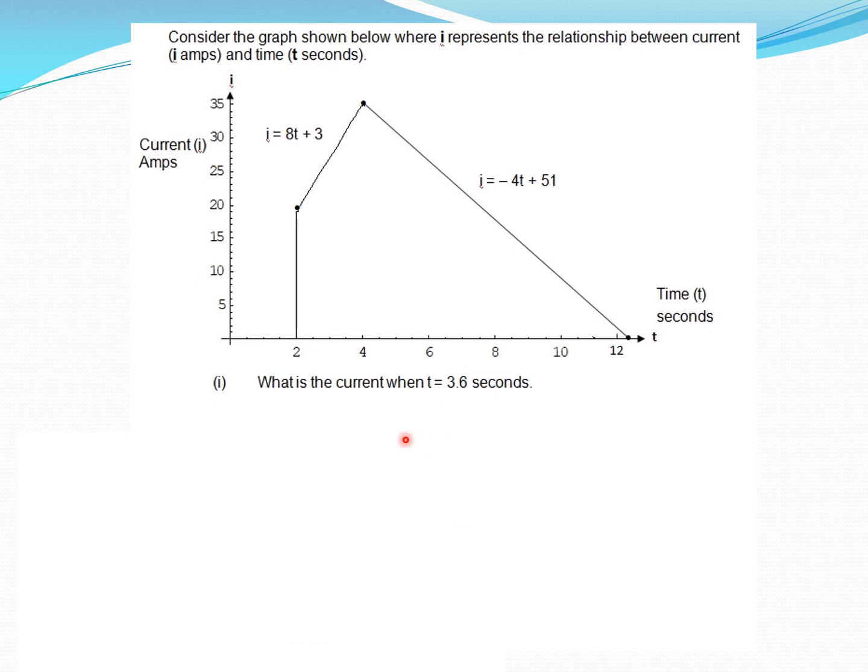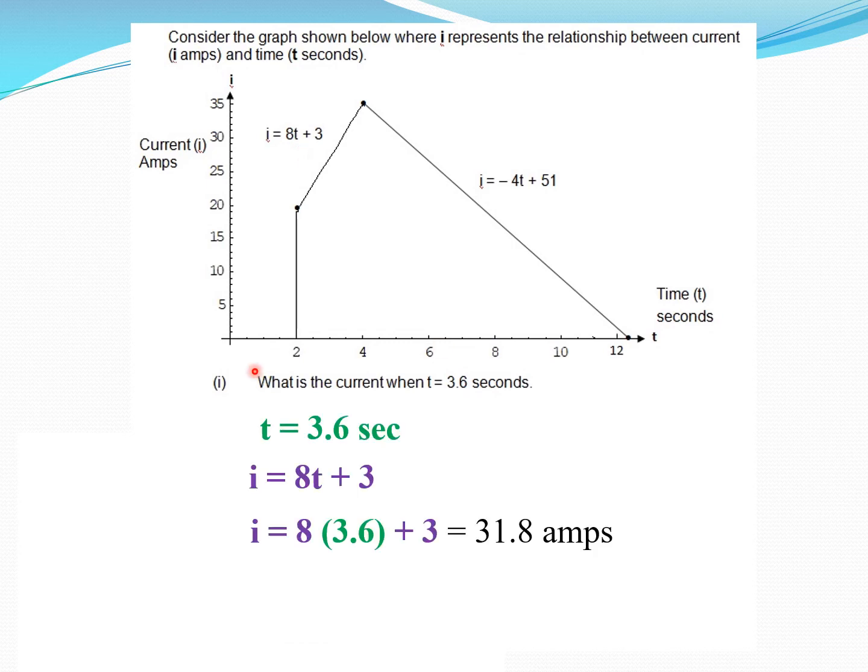So, first question. What's the current when t equals 3.6 seconds? So we already said we'll use the first equation. So we substitute in 3.6 in for t. So t is 3.6 seconds. I equals 8 times 3.6 plus 3, and that's equal to 31.8 amps. So 3.6 is about there, and you can see it looks to be about 31.8 amps.